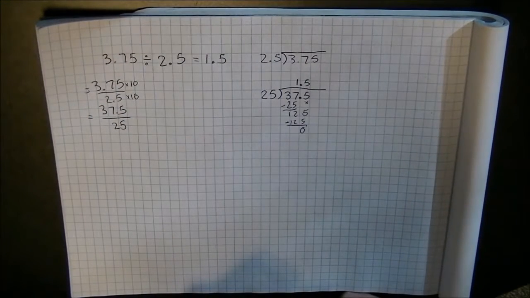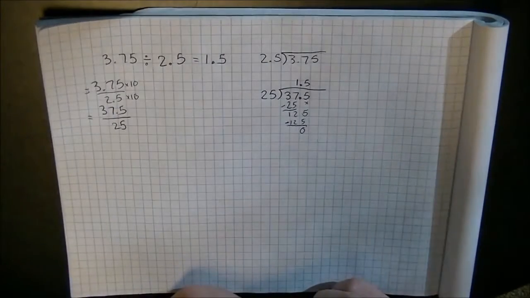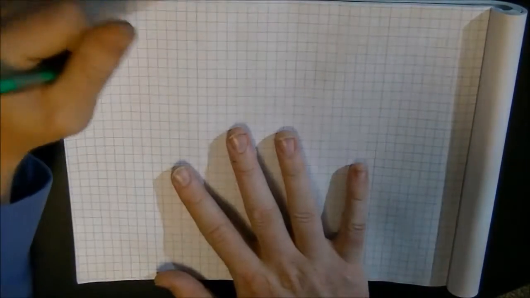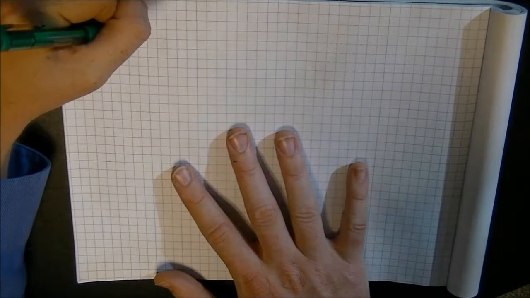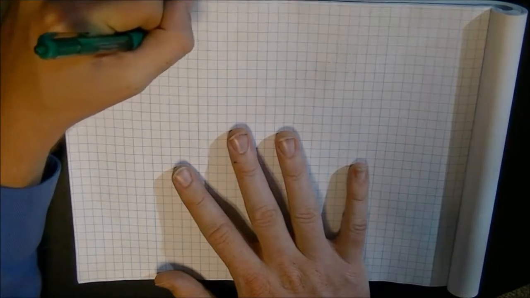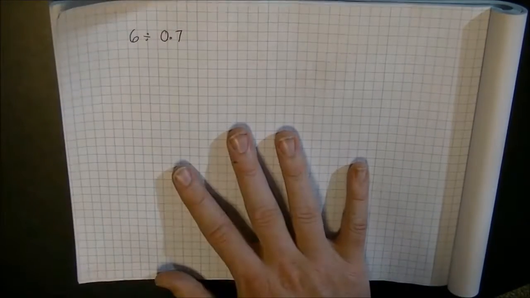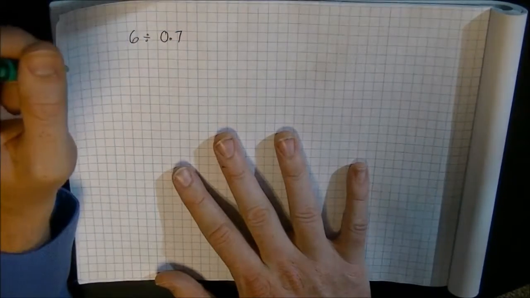I'm going to do one more example to show how things can get a little strange with decimals and division. But it shouldn't be too much of a problem. Let's try, how about 6 divided by 0.7? This will be interesting.